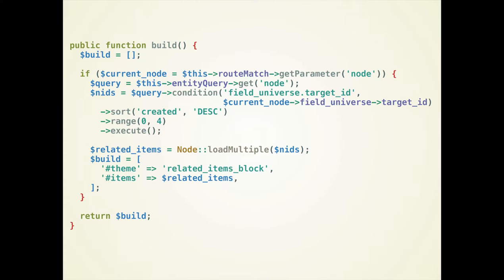There's some boilerplate around the block, the constructor and the create function I've left out. But it just does a build, and it checks the route match service to get the current node. And then it builds an entity query. The entity query just says, find me other nodes that have the same taxonomy term as the current node. Specifically, find me the four most recent ones. Load those nodes and hand them off to a template to be themed.